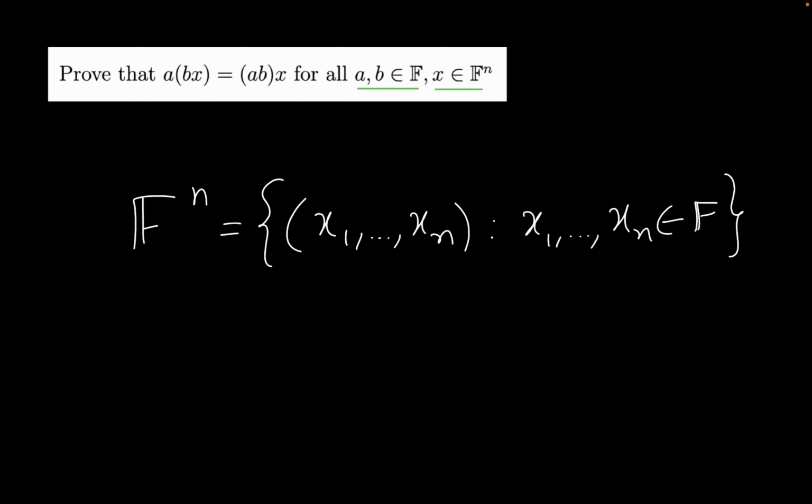So yeah, that is Fn, and we want to show that really we can think of this as showing that scalar multiplication is associative on Fn. So we want to show that a times bx, the scalar a multiplied by the vector bx, is equal to the scalar ab multiplied by the vector x.